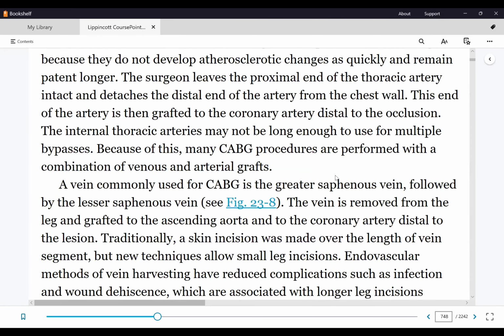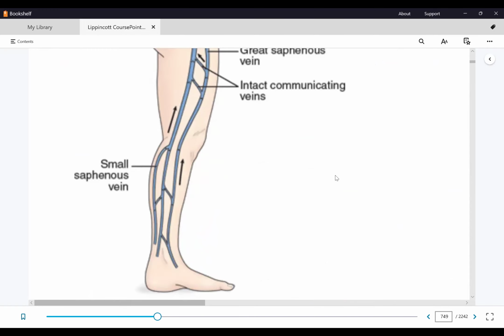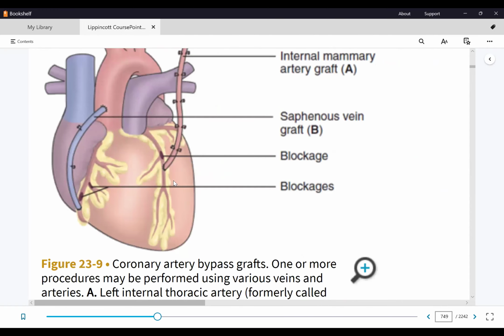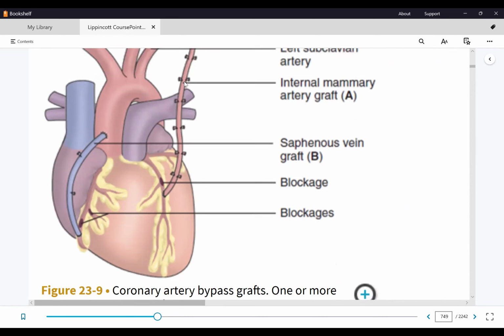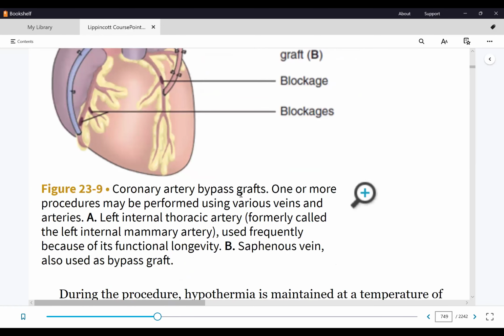Let me show you the picture. So when we say bypass graft, let's say you have multivessel disease. This is the LAD, left anterior descending coronary artery, supplying the left ventricle. And there's your blockage there. So they're going to put a graft. This illustration here is using the mammary artery.